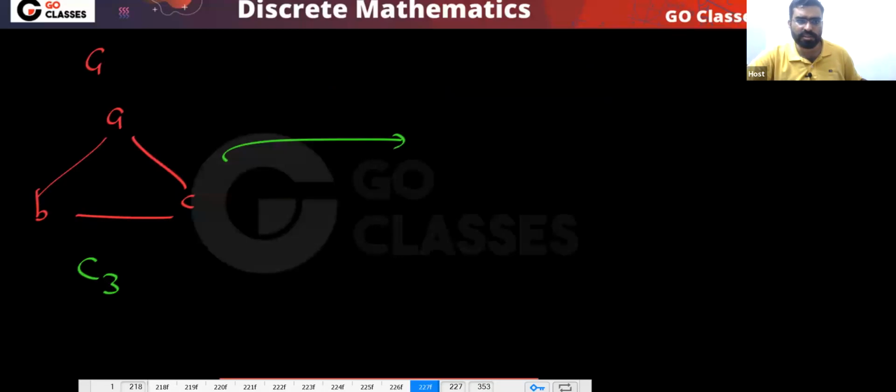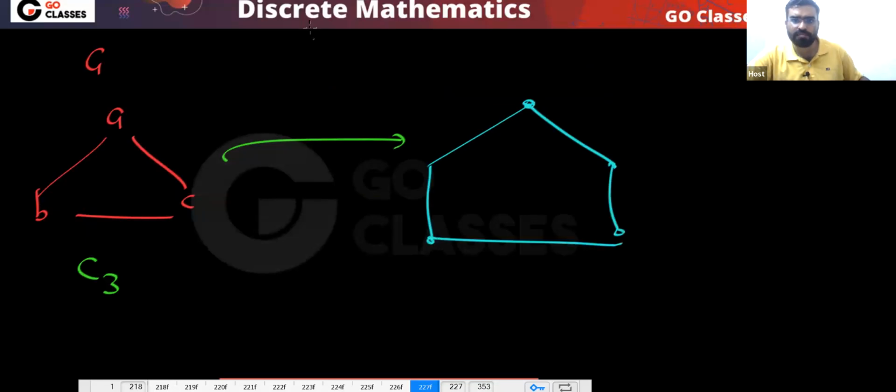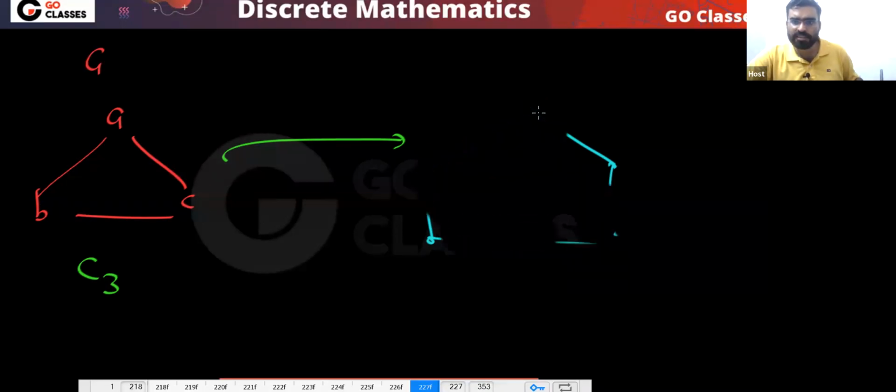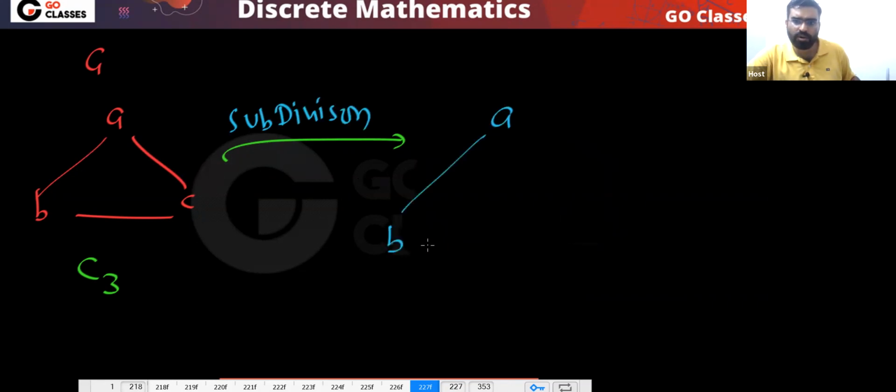Think about it. This is your C3. From this C3, can you get C5? How will you get it? Very easily you can get a subdivision. So all you have to do is subdivision. Can you get C5? Yes, I can get C5. What I will do is like this.